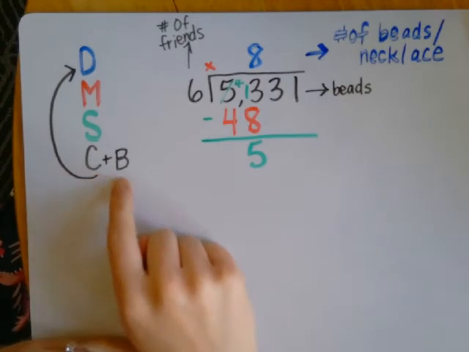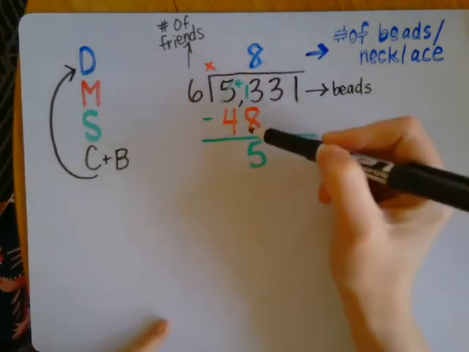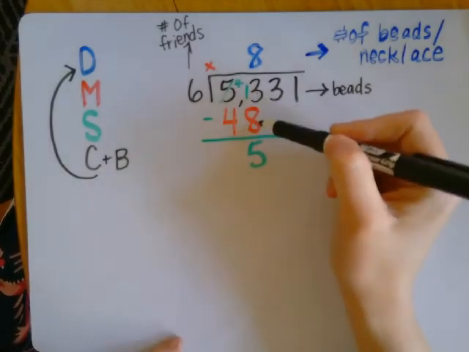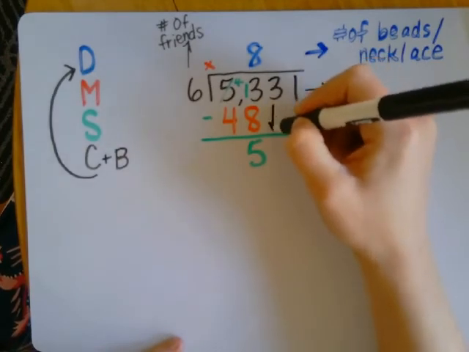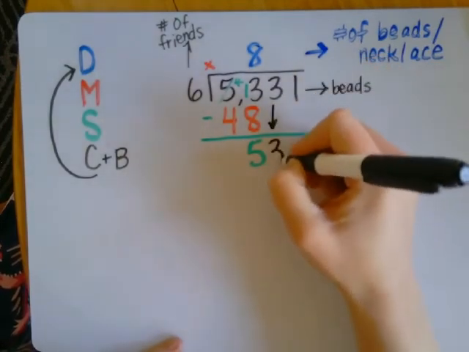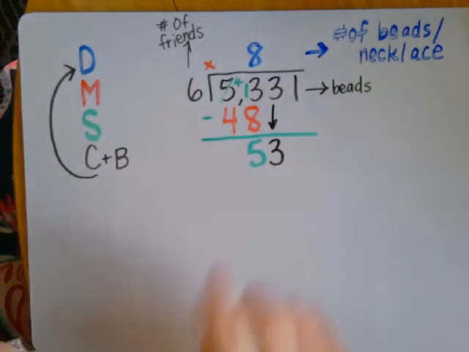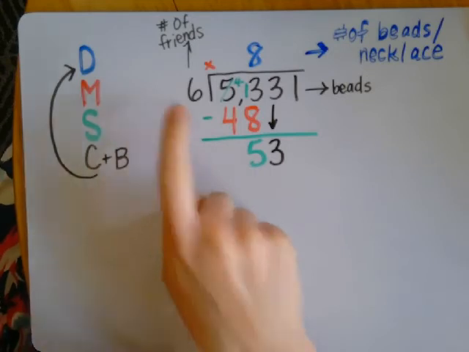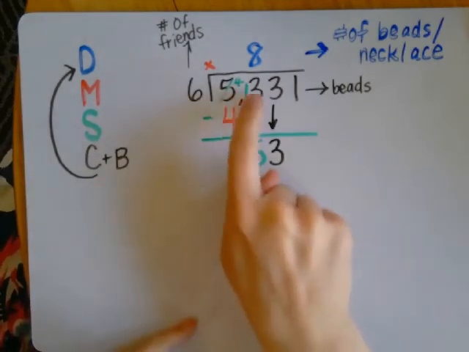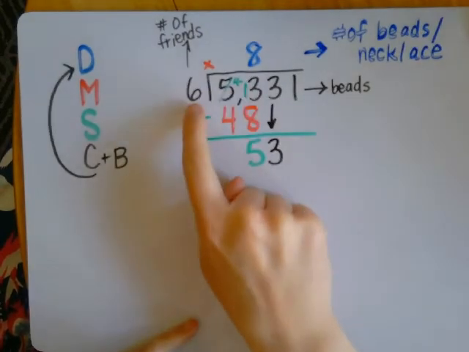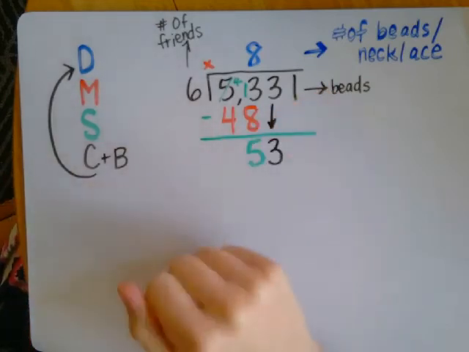Okay, next we need to check our work and bring down. 6 times 8 is 48. 53 minus 48 is 5. Now I need to bring down the next number, which is a 3. And then we start over and divide. So I need to divide 53 by 6. We just did this. That was our very first division problem. We divided 53 by 6 because we could not do 5 divided by 6. So the work is already done for us.